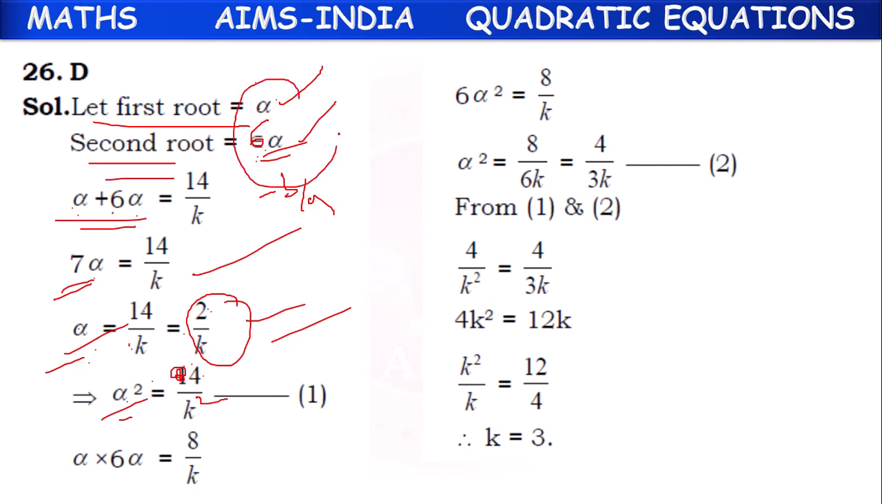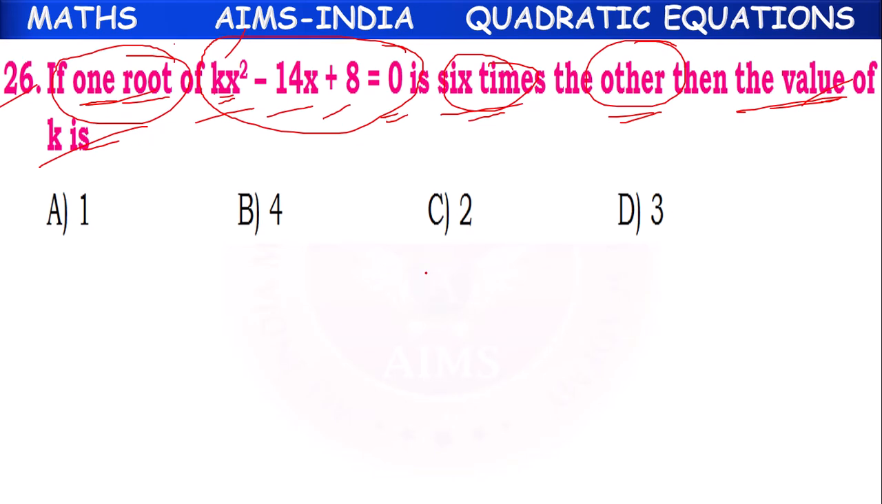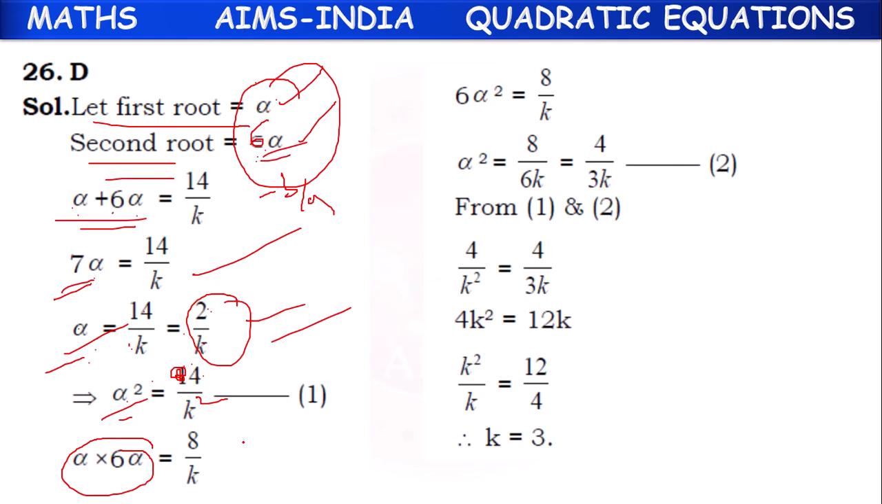And one more thing, product of roots. Alpha into 6 alpha equal to, according to formula, c by a. This is c, this is a. C by a means 8 by k. So alpha into alpha, alpha square, 6 alpha square equal to 8 by k. But alpha square equal to, 6 will come down, 8 by 6k. 6 twos are 12, 6 fours are 24, 4 by 3k. It will be equal to 4 by 3k.